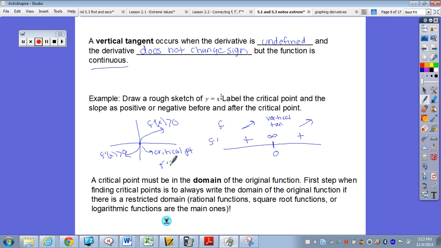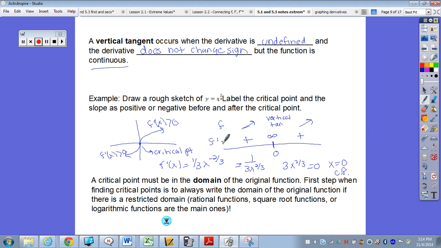If you took the derivative again, you would get 1/3 x to the negative 2/3, which is 1 over 3x to the 2/3. Again, it can never be 0, but if you set the denominator equal to 0 to find where it's undefined, x would equal 0. So this again is a critical point.